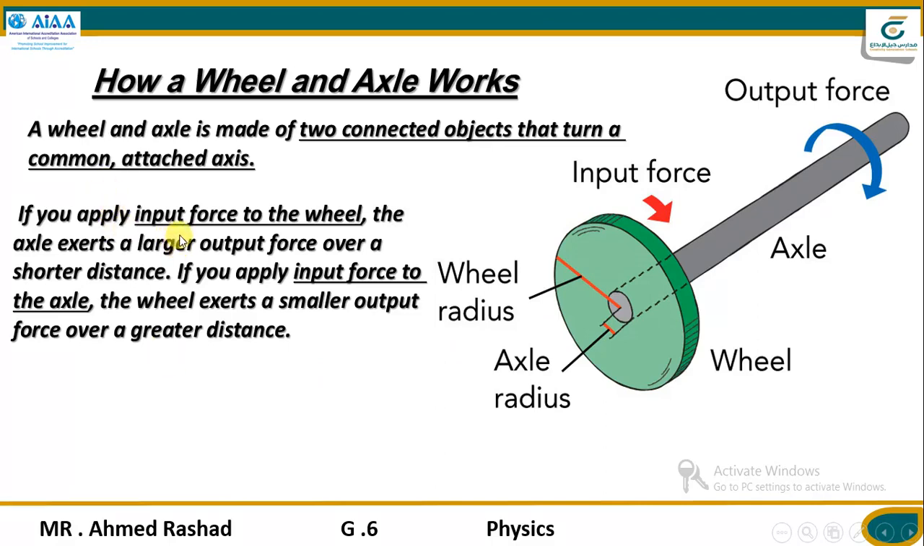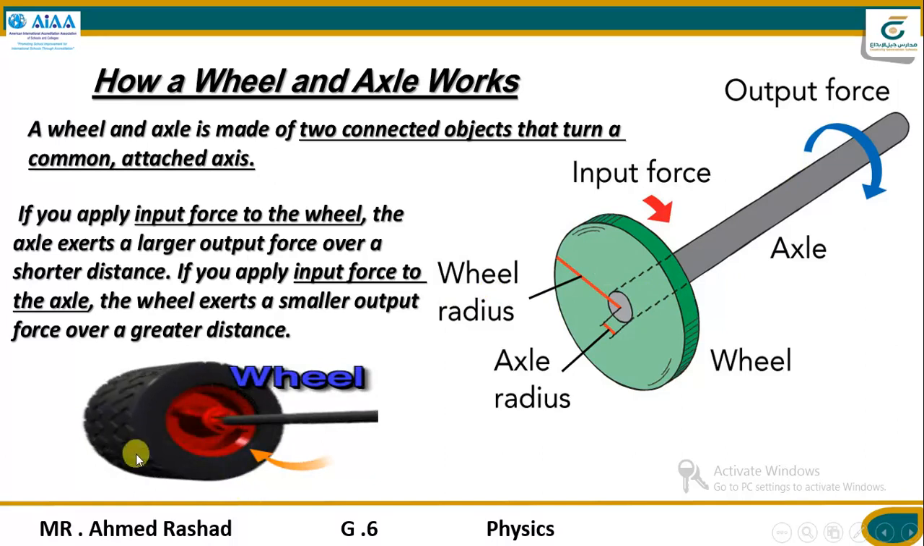Let's take number one here, input force. When the input force is larger in the wheel, we can find a large output force in the axle. But the difference is that when I put input force in the axle, we find a smaller force at the wheel. So we can see the difference between them, and imagine the movement of the wheel versus the movement of the axle.